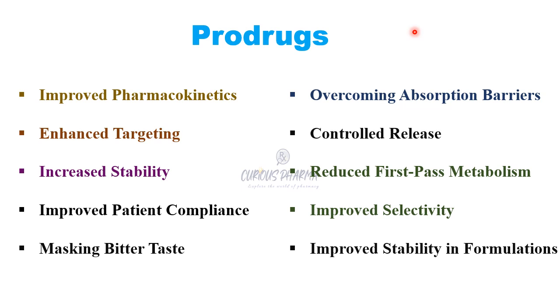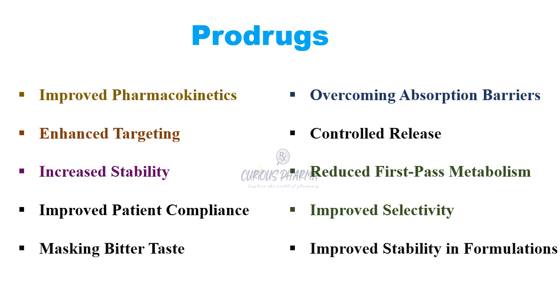Drug combination. Prodrugs can be designed to combine two or more drugs into a single molecule, improving patient compliance and reducing the potential for drug interaction. Prodrugs can also be used for reduced toxicity and improved stability in formulation. Prodrugs can improve the stability of drug formulation by preventing degradation and enhancing shelf life, improving drug delivery.